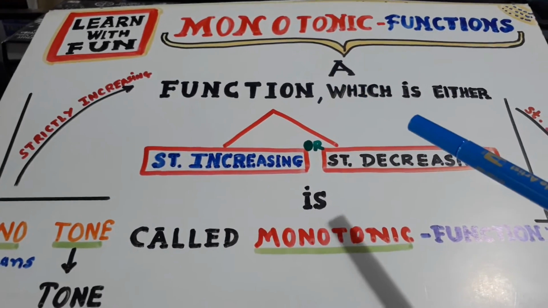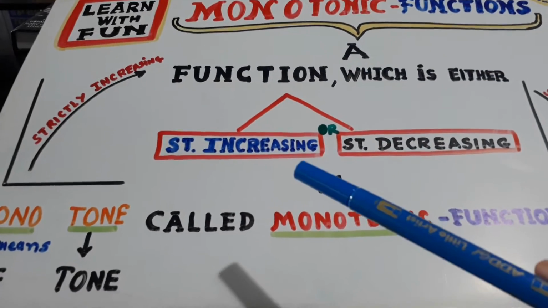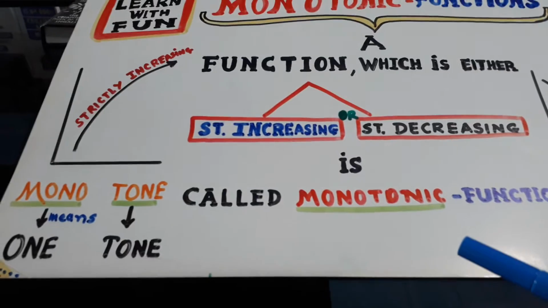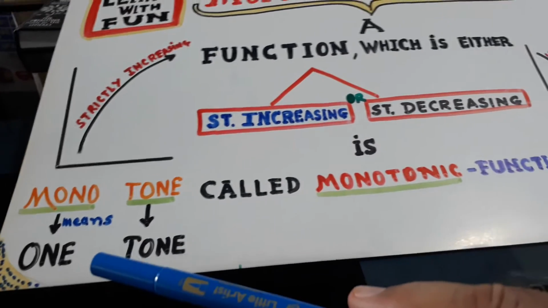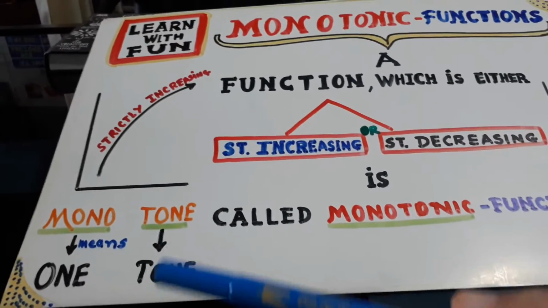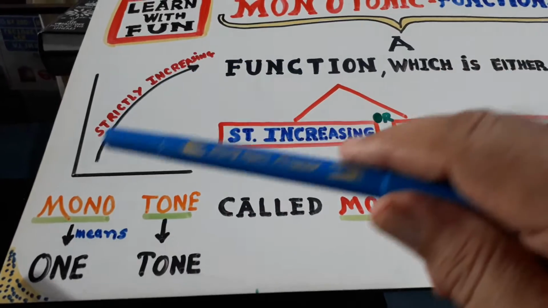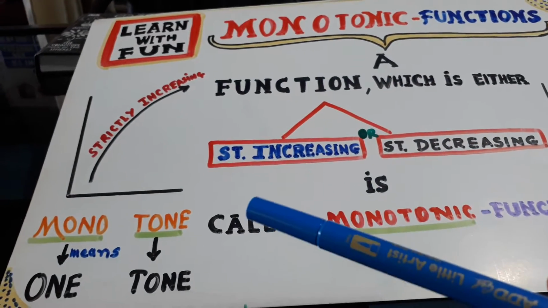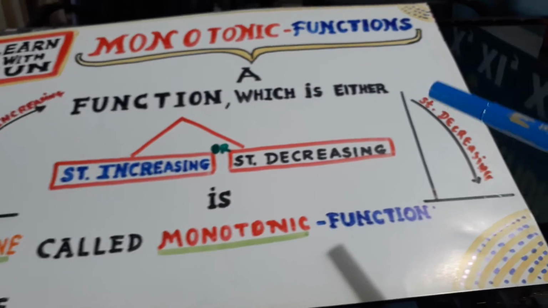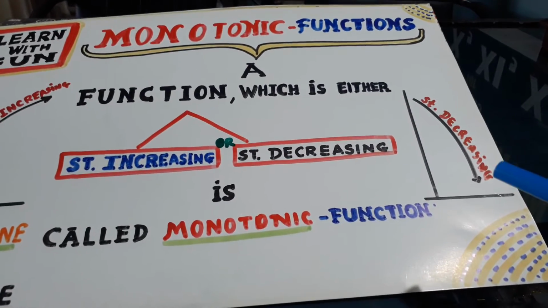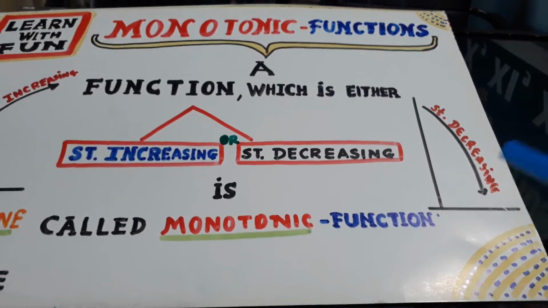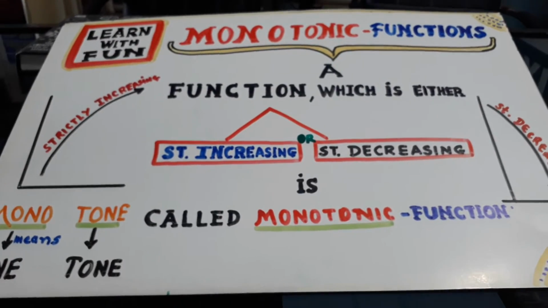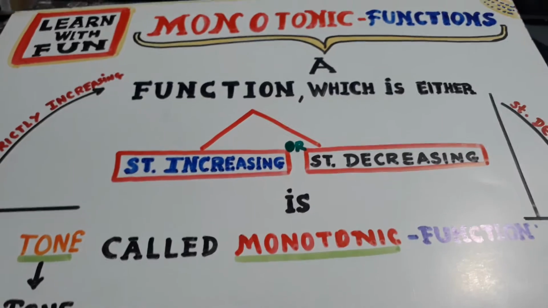A function which is either strictly increasing or strictly decreasing is called a monotonic function. Mono means one, tone means tone. It holds on to one tune. If it is going up, it keeps going strictly up, so it is monotone. This is strictly decreasing, this is also a monotonic function. So monotonic functions are either strictly increasing or strictly decreasing. Let us go further.